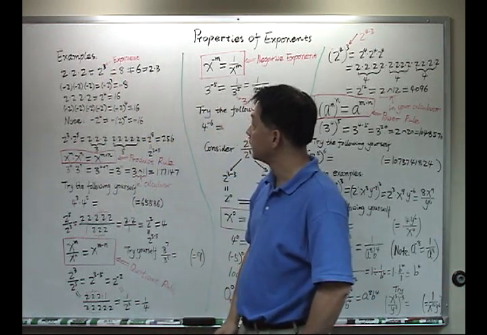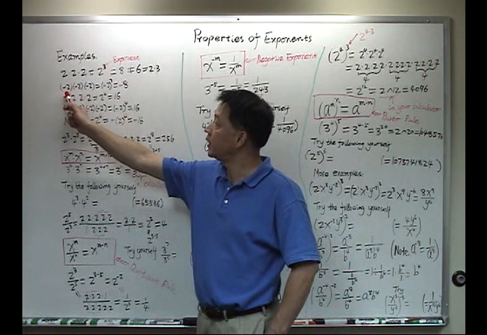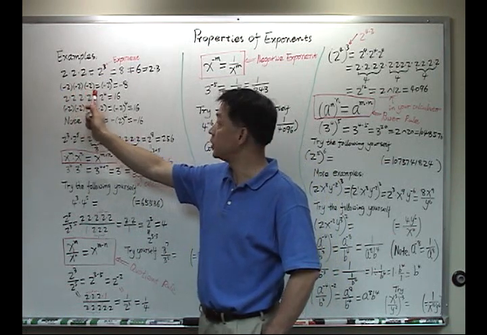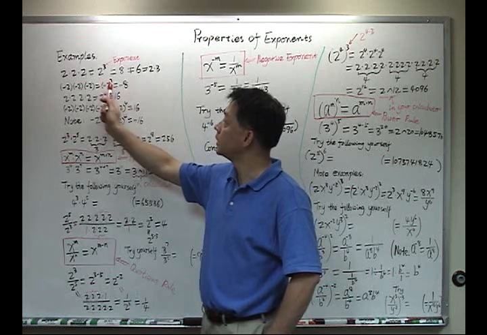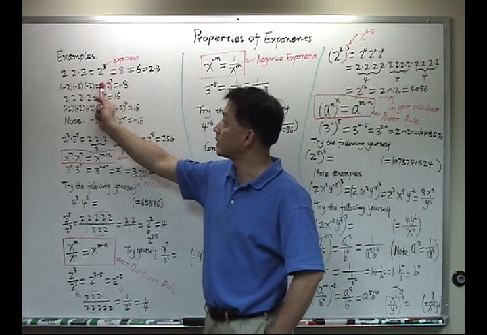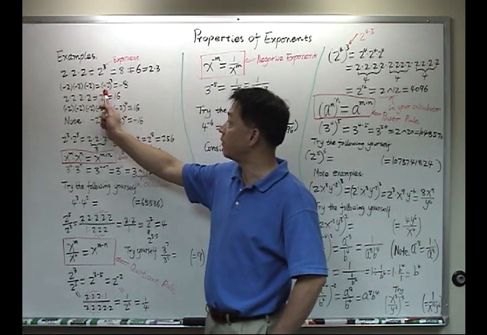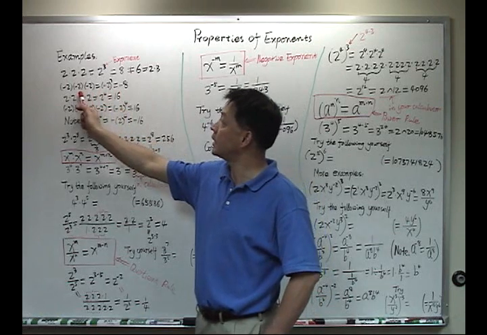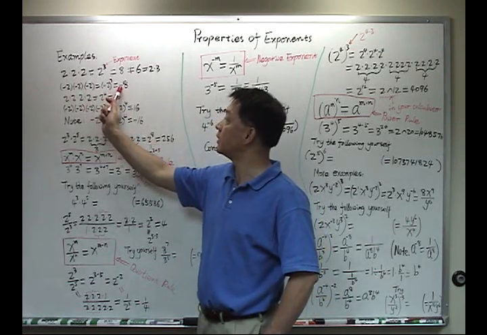Now, another example is negative 2 times negative 2 times negative 2, which is negative 2 cubed. This 3 actually acts on the whole thing, negative 2. That's why we have a parenthesis right here. So you see three negative 2's together is negative 8.